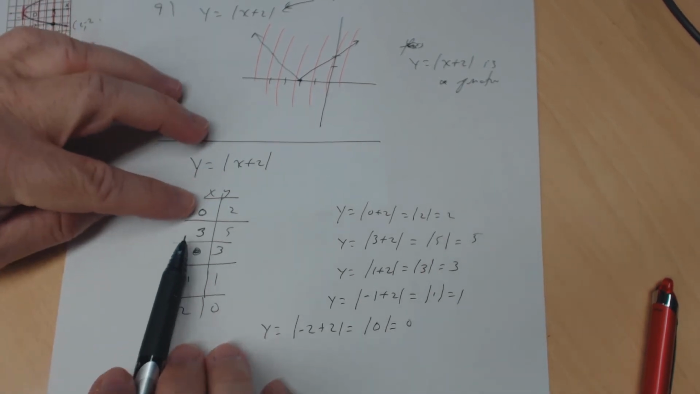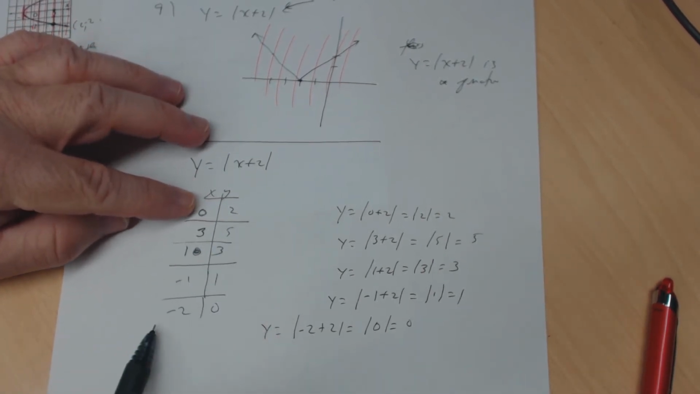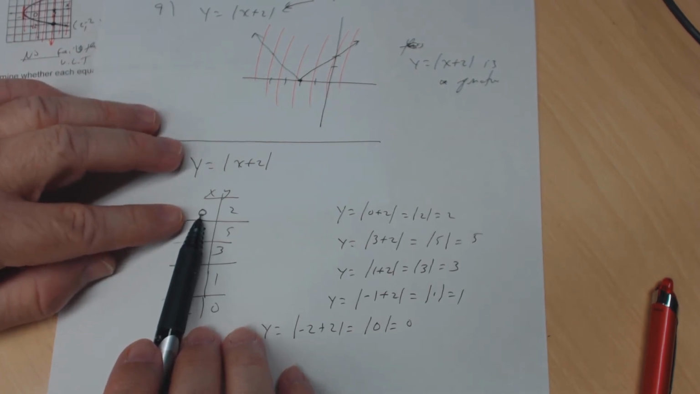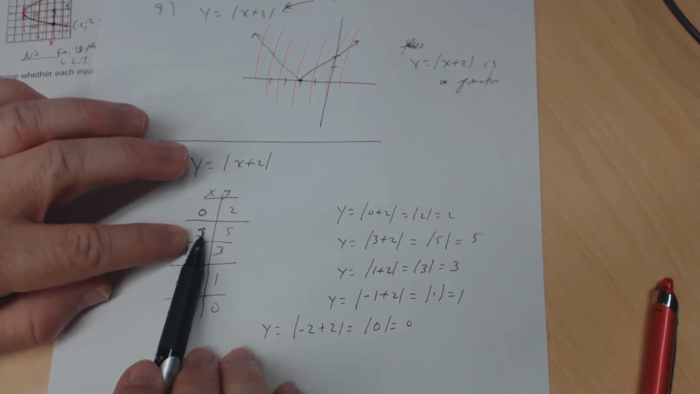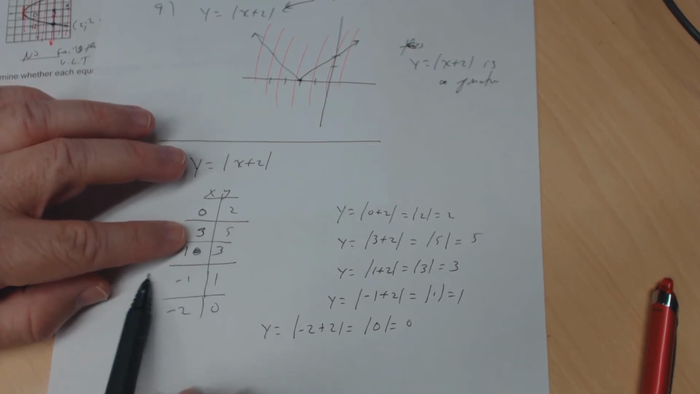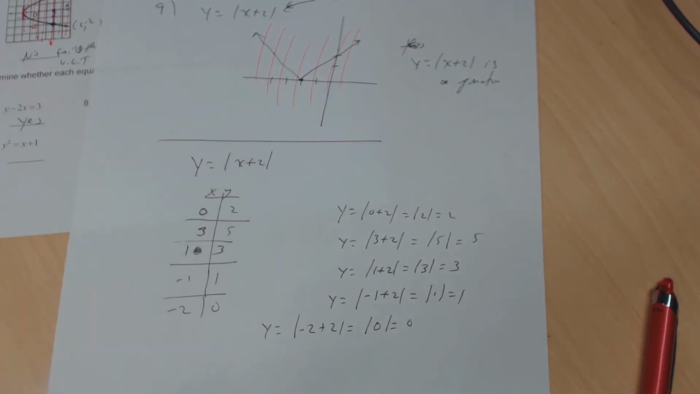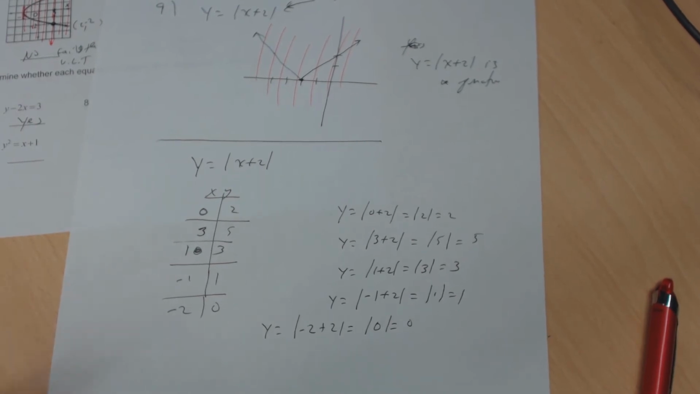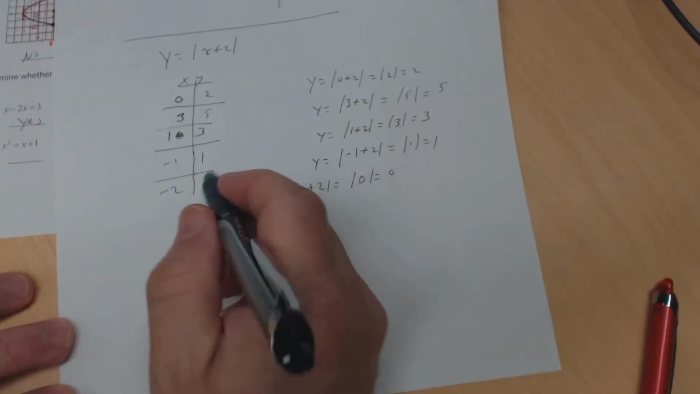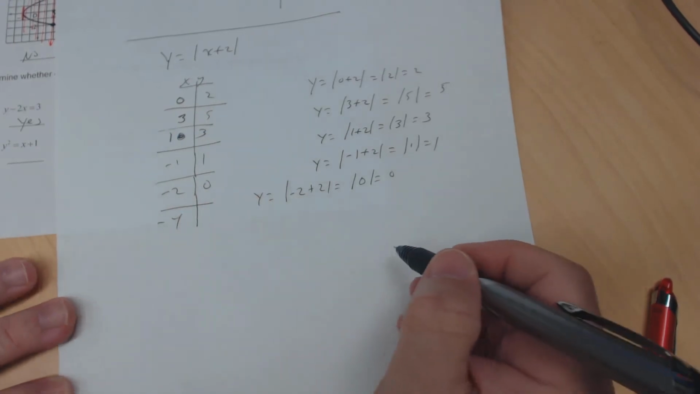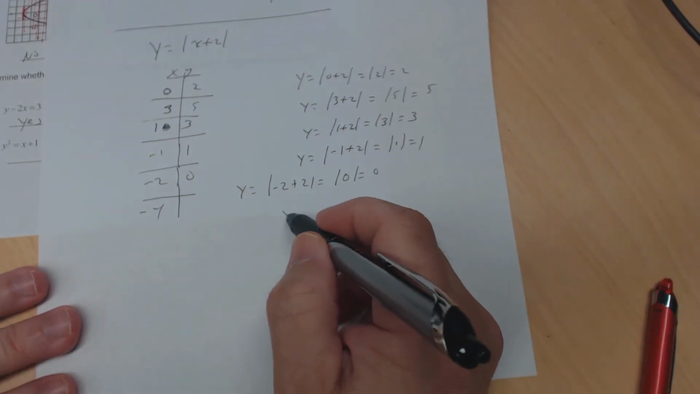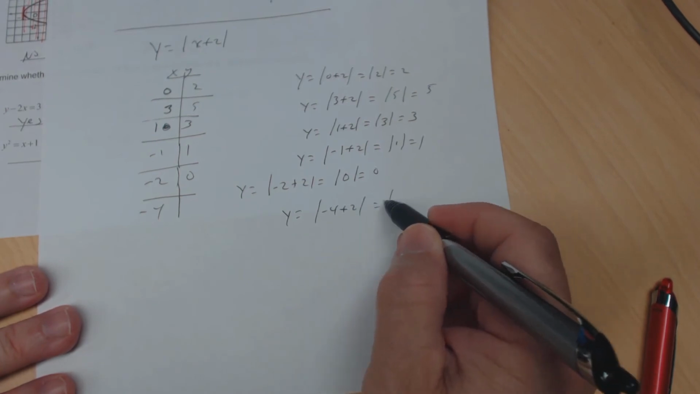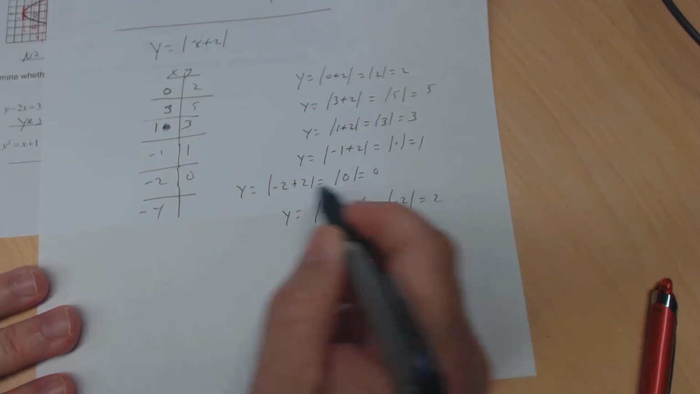So notice when x is 0, it's just 2. I didn't see anything else assigned to 0 for y. So when x is 3, there's only one y value assigned to it, and it is 5. When x is 1, there's only one y value assigned to it. Okay? Now look, let's use negative 4, just to show you. y equals absolute value of negative 4 plus 2, which is absolute value of negative 2, which is just 2.